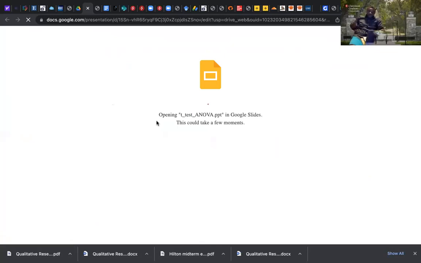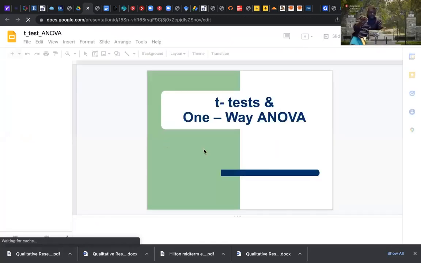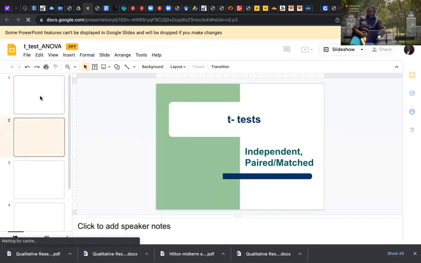Usually t-test is used when you have only two groups. So let's run down quickly, and then all the things, we're just refreshing our minds on the things we already know.